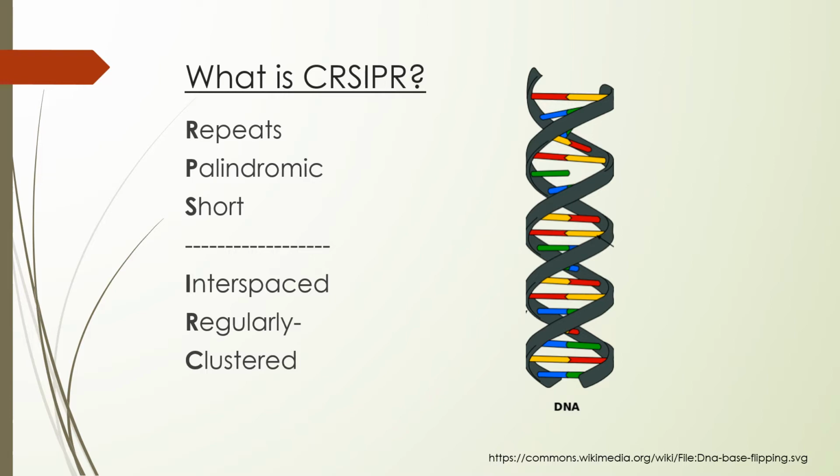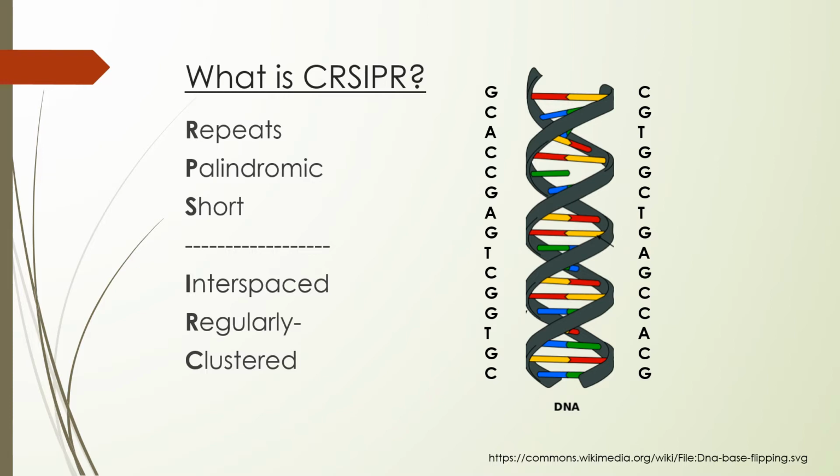CRISPR can be broken down into two parts, and I feel like it's easier to understand CRISPR by reading it backwards, where we see R, which stands for repeats, or repeated segments of DNA, followed by P, palindromic, which is when you have a sequence of letters that you can read from left to right or right to left. You can see on the slide, going down from the top left, GCACC is the same as going from the bottom right going up, GCACC. This DNA sequence is palindromic.